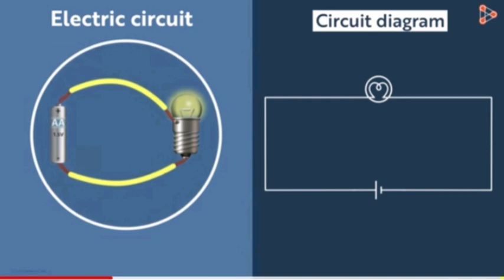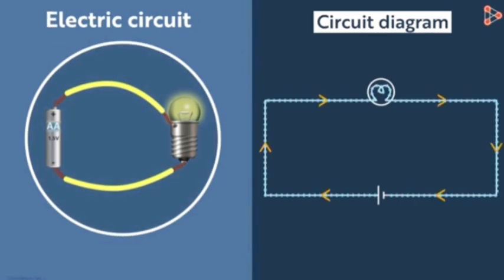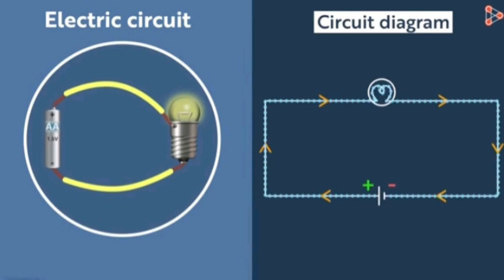Now we will mark the direction of electric flow, the direction of electric current. So this is the direction of electric current. You can see in the picture it is denoted by an arrowhead. So the electric current will flow from the positive terminal of the battery to the negative terminal of the battery. You can see in the picture also, electric current is flowing from the positive terminal end to the negative terminal end.